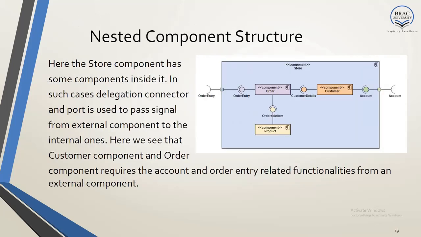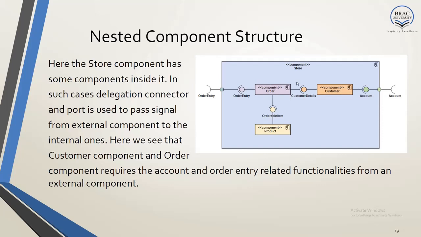Next, we have an example of a nested component structure. Over here, this is also a store component which has nested components within itself. So if we look at the store component as a whole, the store component requires order entry from an external component and also the account related information from another component. So inside the store component, this order entry is required because inside the store component we have an order component, and this order component requires an order entry in order to actually place an order.